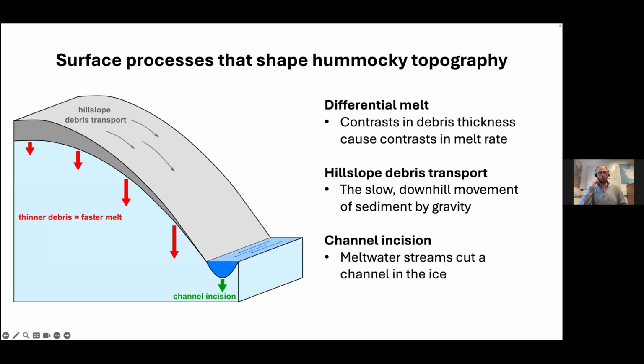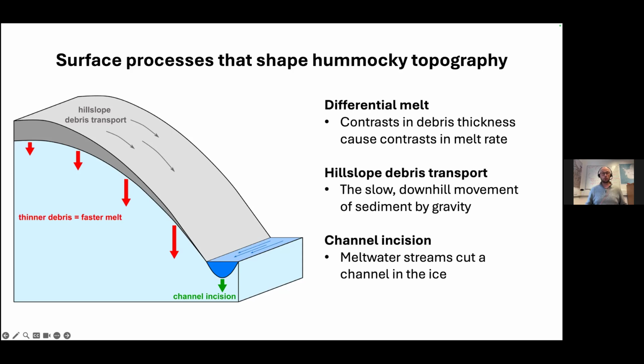The most important processes that we are aware of on debris-covered glaciers are differential melt, hillslope debris transport, and channel incision from meltwater. Differential melt occurs when we have contrasts in debris thickness. So if we have a region of thick debris adjacent to a region of thin debris, that thinly covered area will melt more quickly, so its surface will go lower, and the thicker covered region will melt more slowly, so you start to develop topographic relief due to differences in debris thickness.